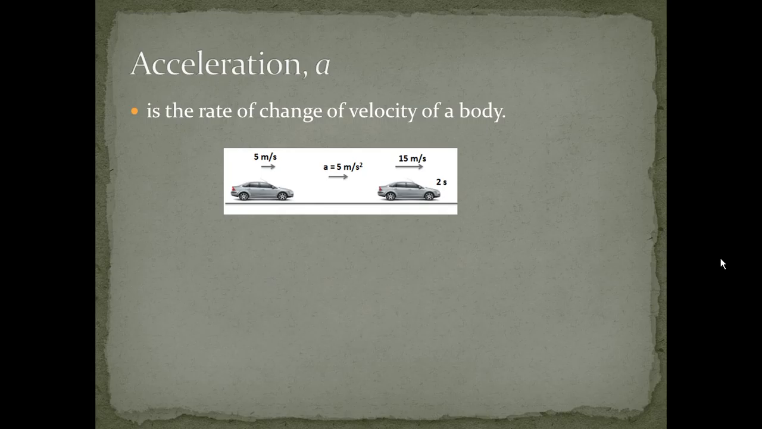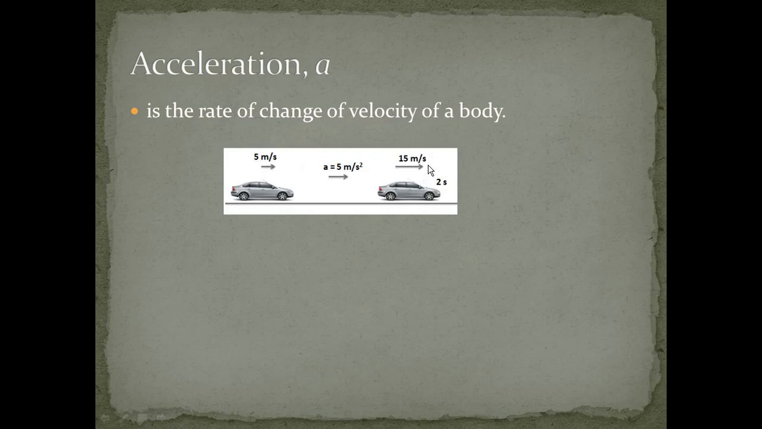Okay, so let us try to illustrate that definition using this illustration. What you see here is a car that is initially moving at 5 meters per second, and at a later position it is now traveling at 15 meters per second. Obviously the car increased its speed for the given time interval between the first position and the second position, which is 2 seconds. So from that interval of 2 seconds, the car's speed increased from 5 meters per second to 15 meters per second.